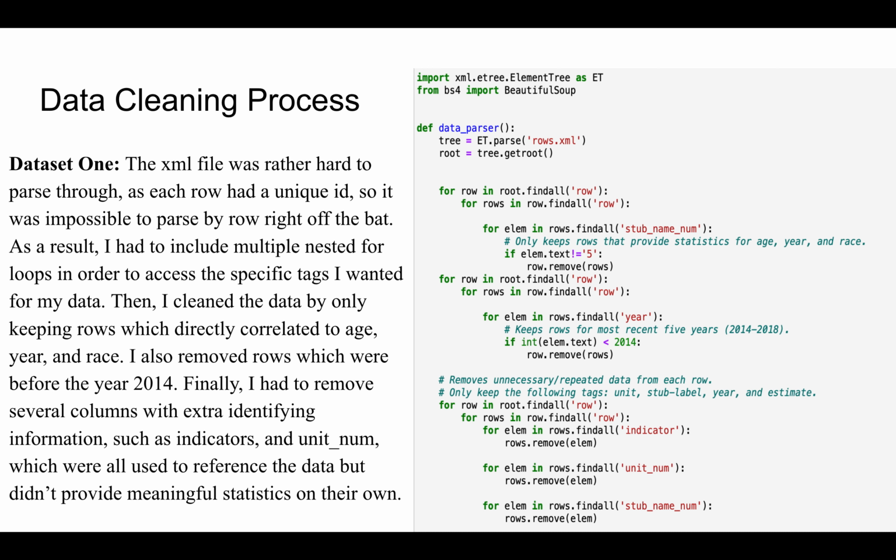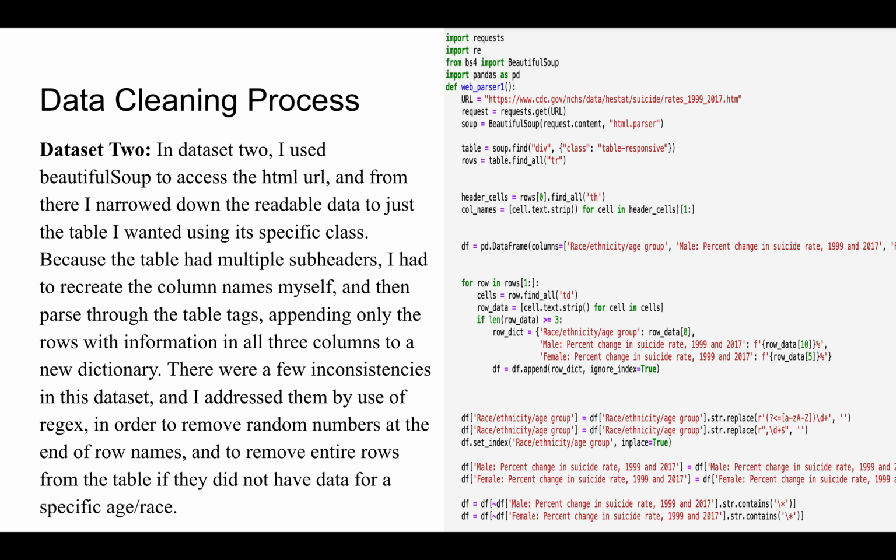And then I removed several columns that had extra identifying information, like indicators, unit num. They were all used to reference the data, but they didn't provide meaningful statistics on their own. And for the second data set, I used Beautiful Soup to access the HTML URL. And from there, I just narrowed down the readable data to the table I wanted using the class. And because the table had multiple subheaders, I had to recreate the column names myself and parse through the table tags. And I only appended the rows with information in all three columns that I wanted to a new dictionary.